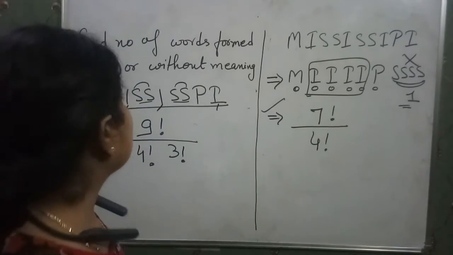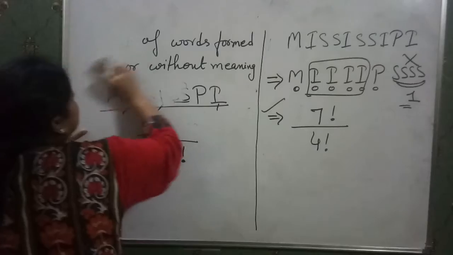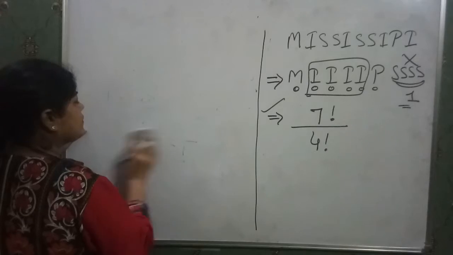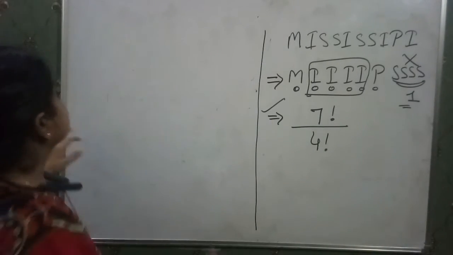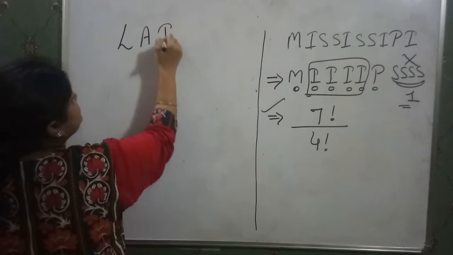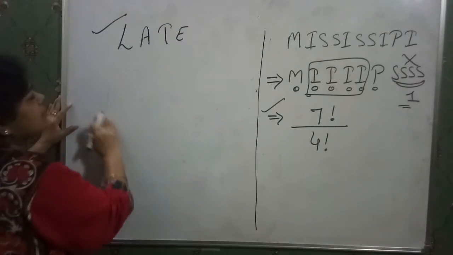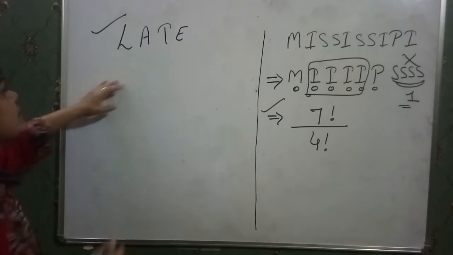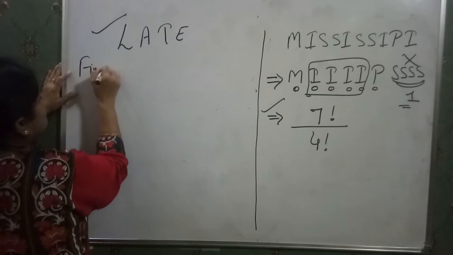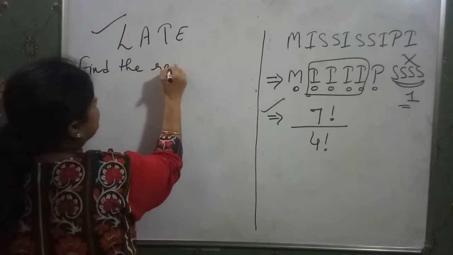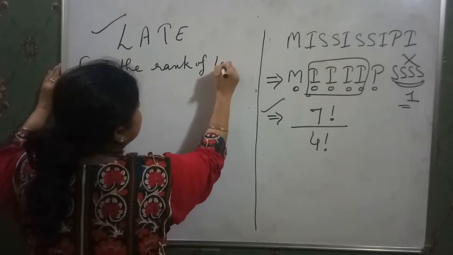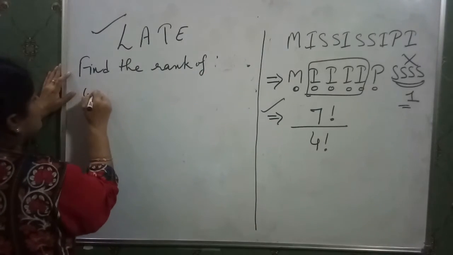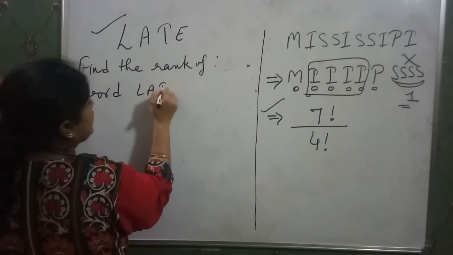Now the next example I am going to take. There's a question where we have the word LATE. Find out the ranking of this word LATE in the dictionary. That means the question is: find the rank of the word LATE according to the dictionary.